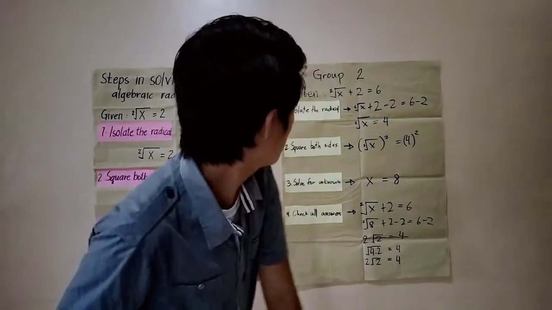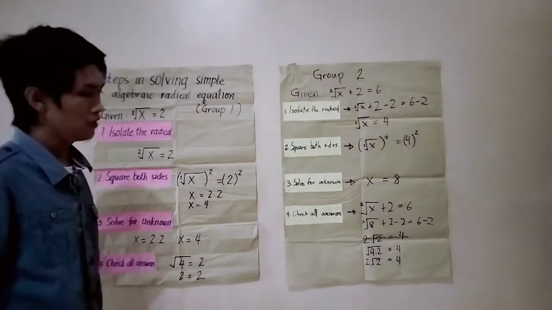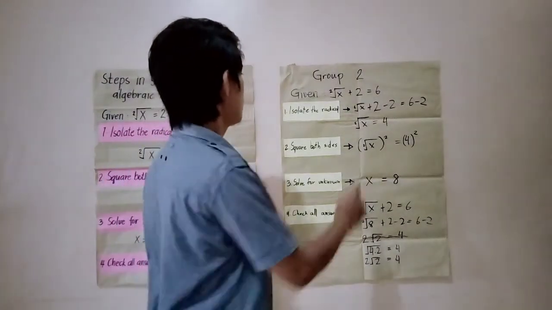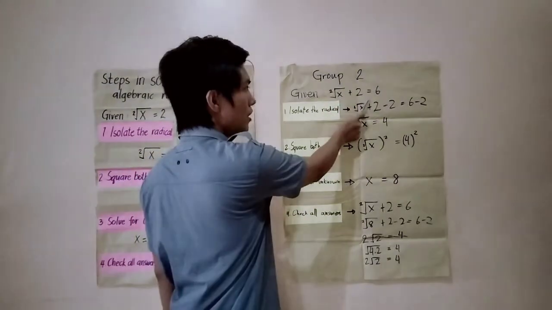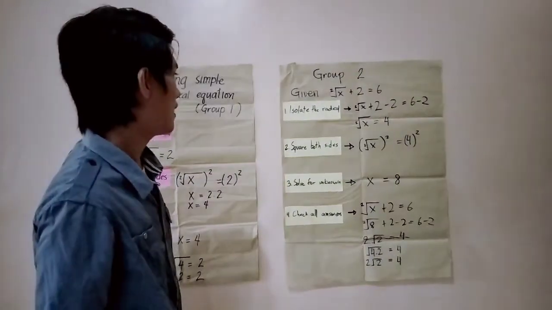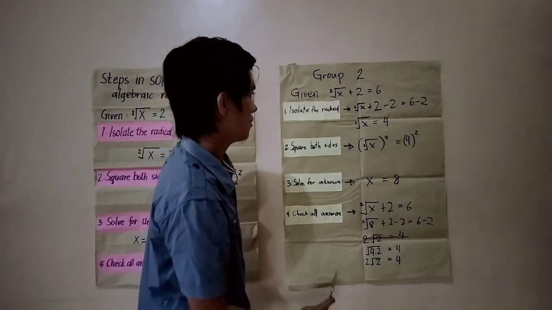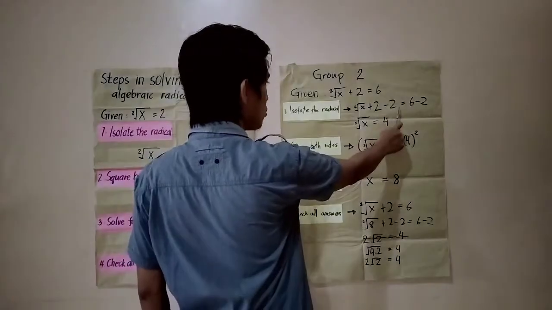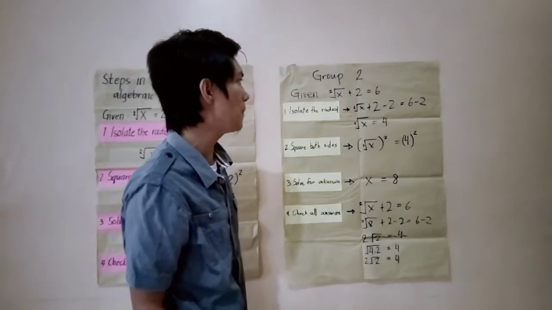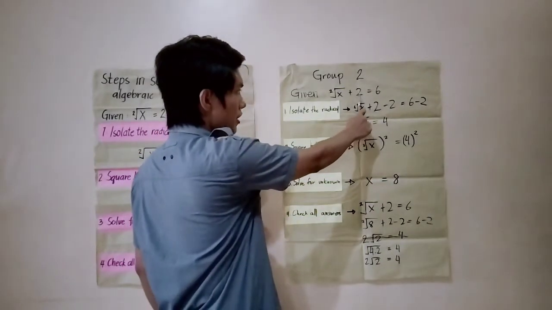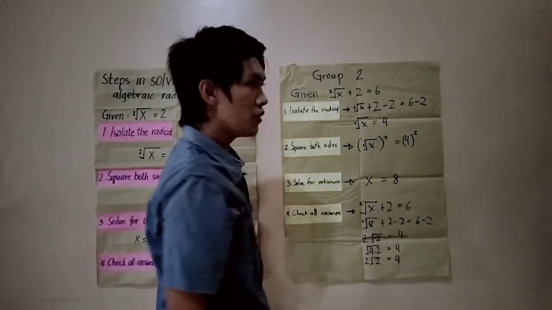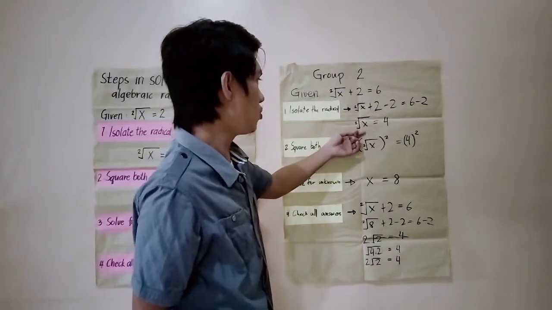So now let's proceed to group 2. Let's check their answers if they got it right. So their given is square root of x plus 2 equals 6. So step 1, isolate the radical. What they did is x plus 2 minus 2 equals 6 minus 2. So they subtracted both sides by 2 to move this 2 to the other side. So now what's left is just square root of x. So now square root of x is equal to 4.